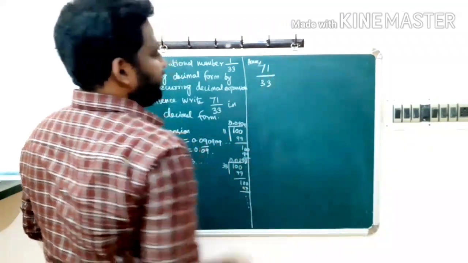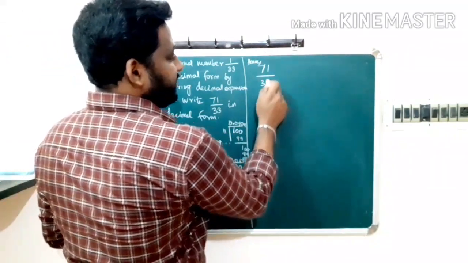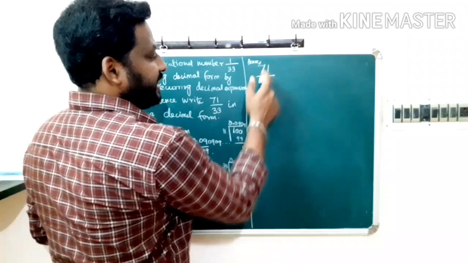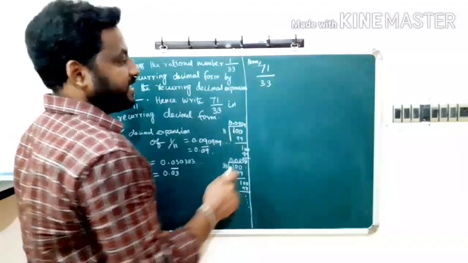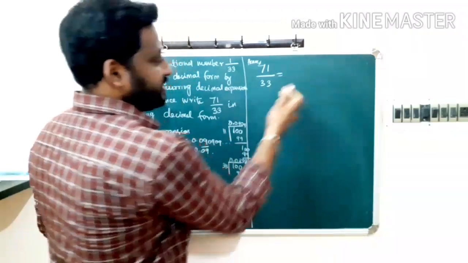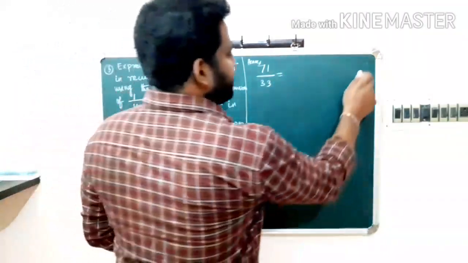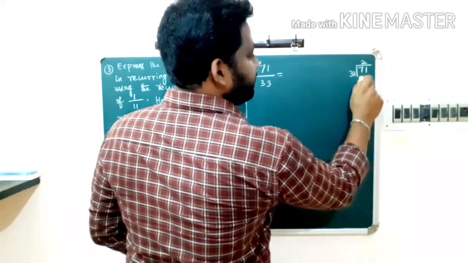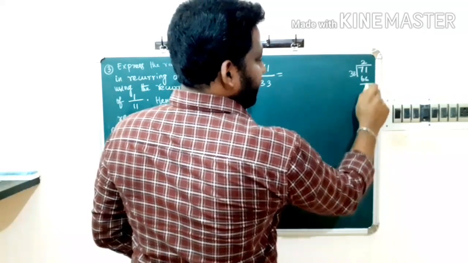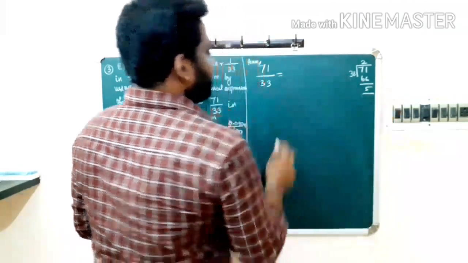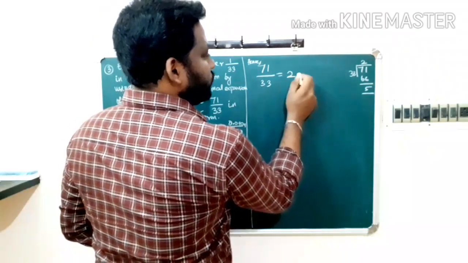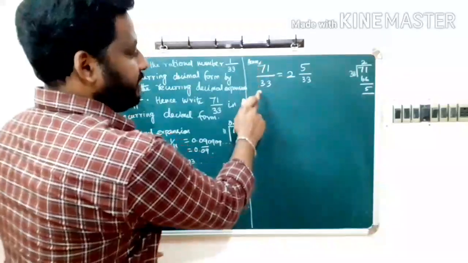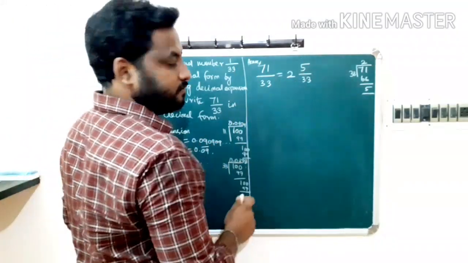So hence, 71 by 33. What is that? An improper fraction. The numerator is greater than the denominator, which means it is an improper fraction. So we have to convert it into a mixed fraction. 71 divided by 33: 2 33s are 66 and the remainder is 5. So that should be written as 2 5 by 33. So 71 by 33 we can write as 2 5 by 33.